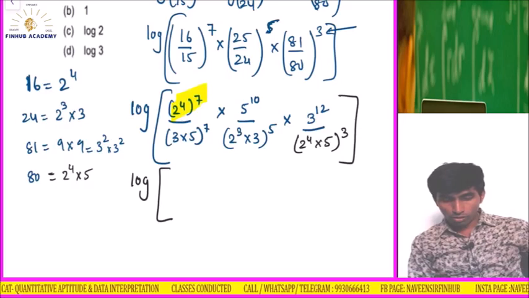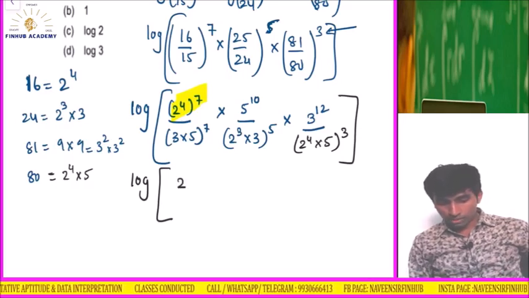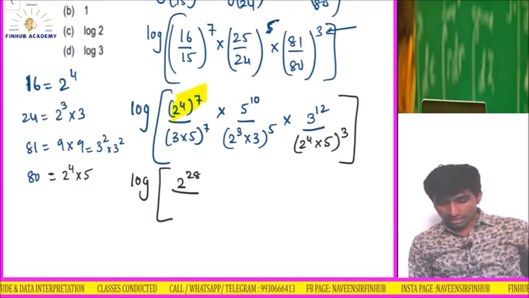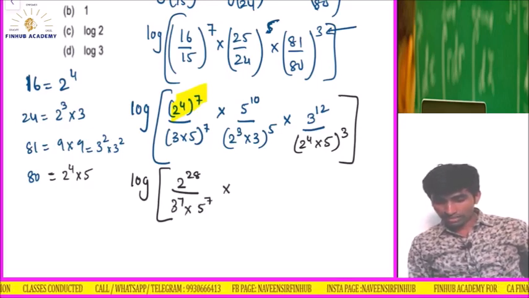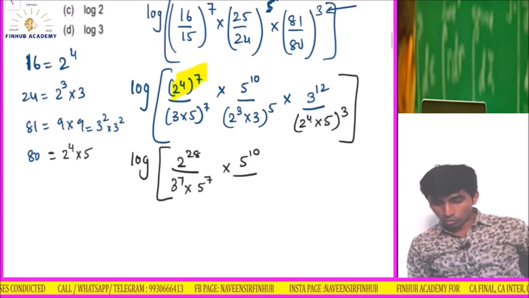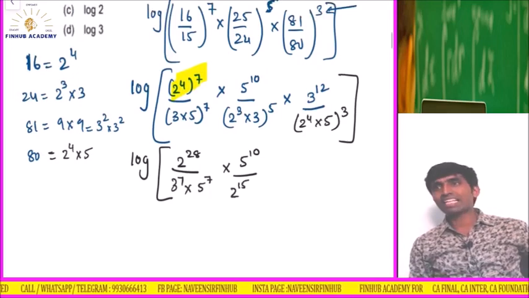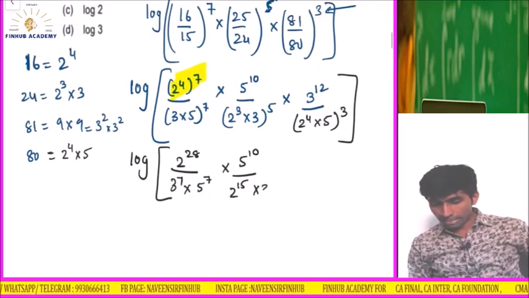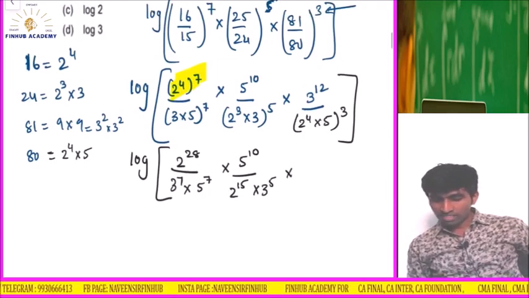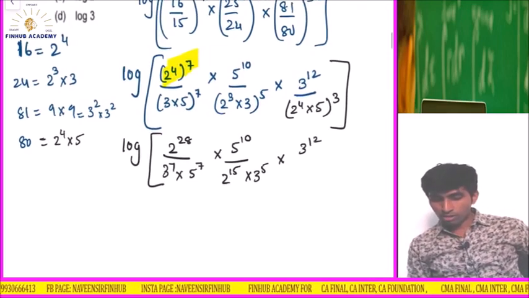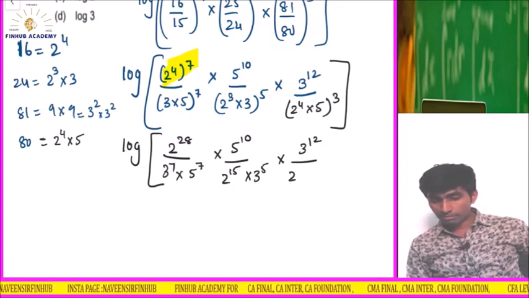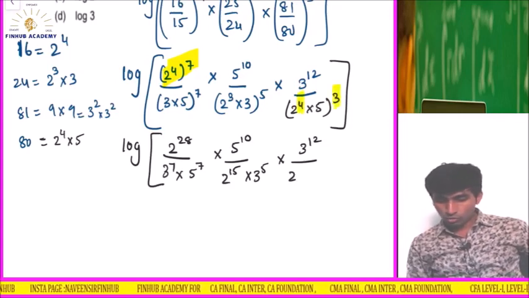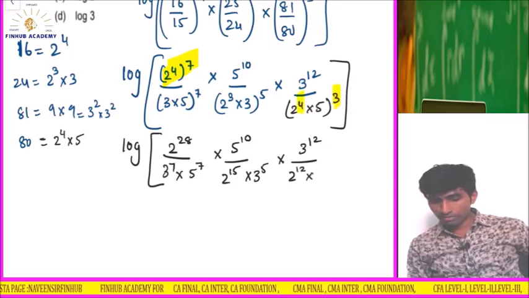So it is what? 2 raised to 4 7s are 28 upon 3 raised to 7 multiplied by 5 raised to 7 into 5 raised to 10 upon 2 raised to 5 3s are 15, correct, into 3 raised to 5, okay, into 3 raised to 12 upon 2 raised to 4 into 3 is what? Here power will get multiplied, 4 3s are 12. So 2 raised to 12 into 5 raised to 3.